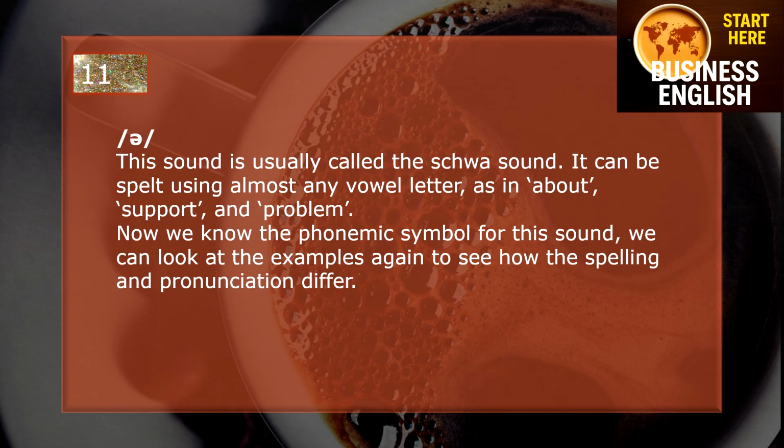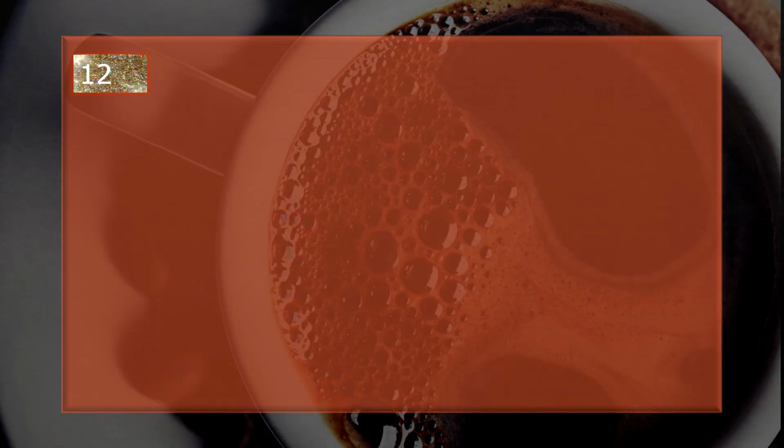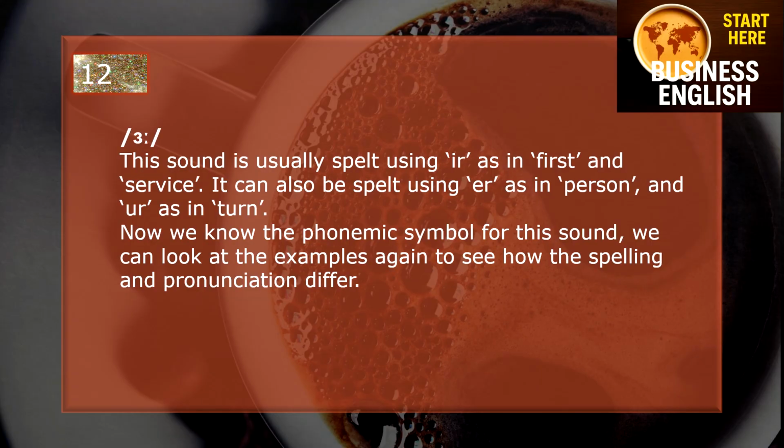Schwa sound. This sound is usually called the schwa sound. It can be spelled using almost any vowel letter, as in about, support, and problem. This sound is usually spelled using IR, as in first, and service. It can also be spelled using ER, as in person, and UR, as in turn.